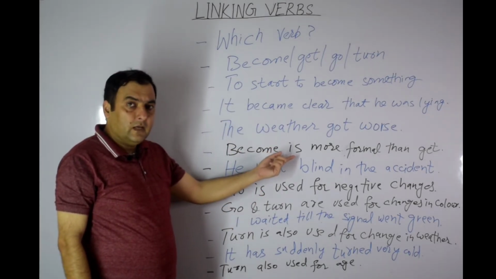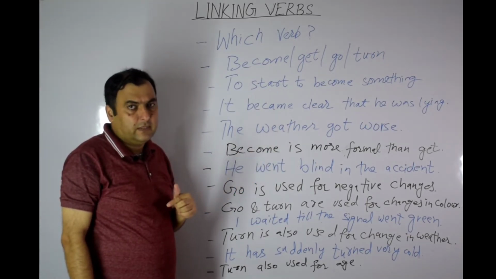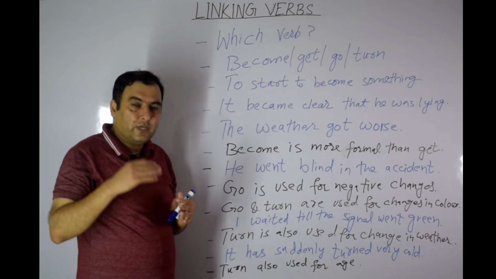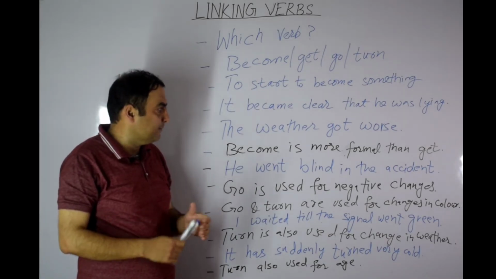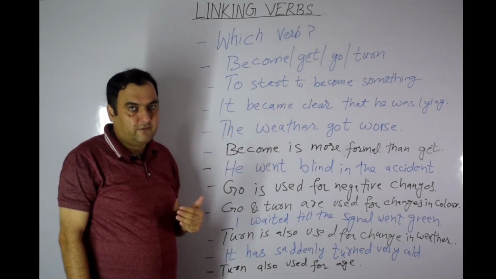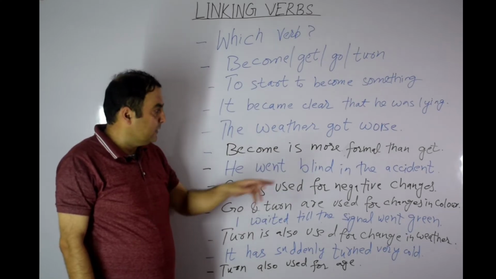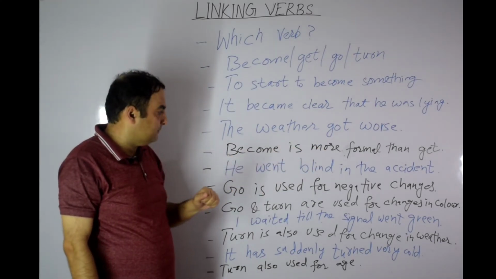Now, what is the difference between, let's say, get and become as linking verbs? As I've written here, become is more formal than get. So we use become more in writing and get in more spoken English. For example, we also say they're getting married next month. So become is more formal and get is more informal.